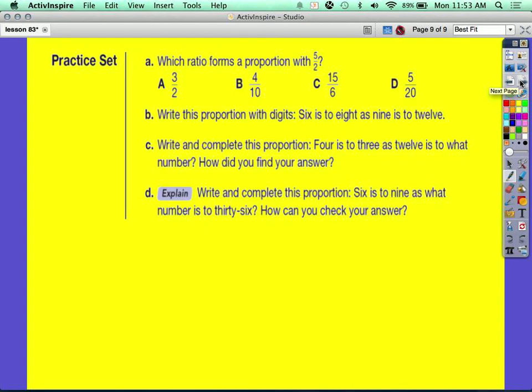Go ahead, do the practice set. Only a couple problems there for you to do. Make sure you bring any questions you may have to class.